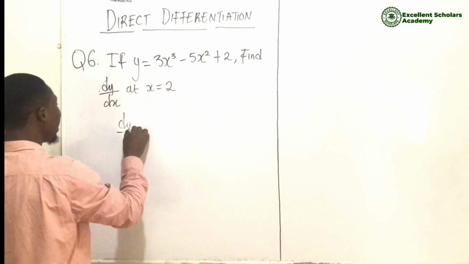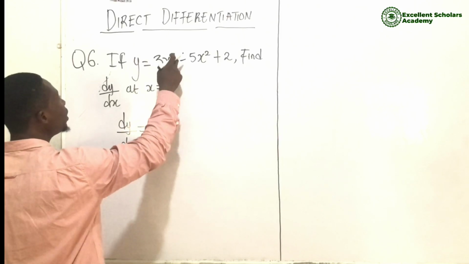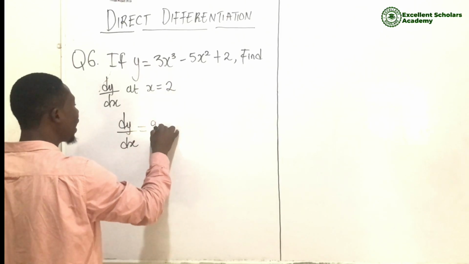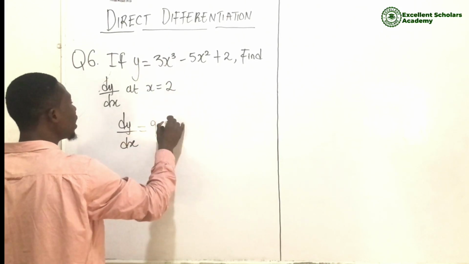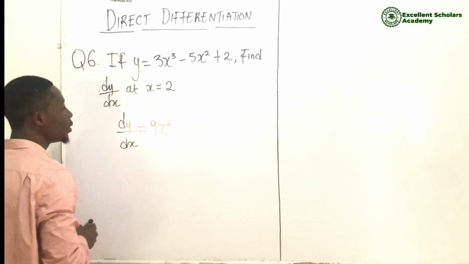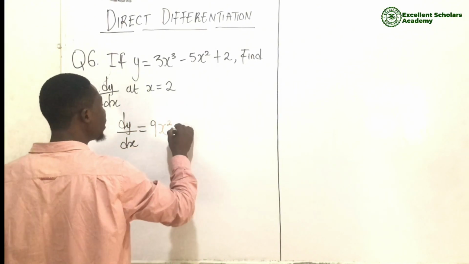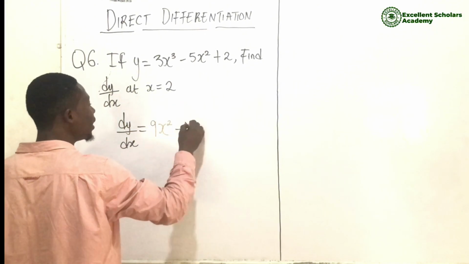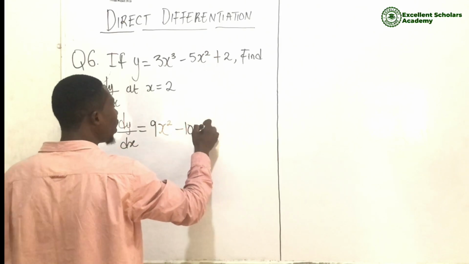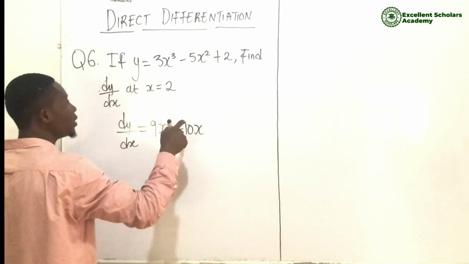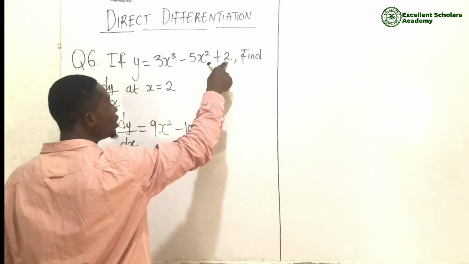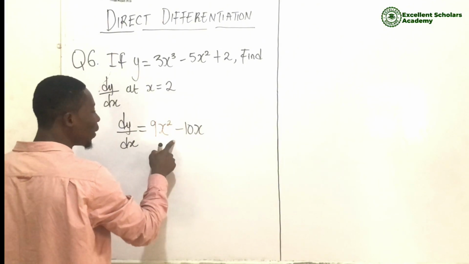So dy/dx is going to be equal to 3 times 3, that gives you 9x. Subtract 1 from 3, that gives you 2. Now, 2 times 5, that gives you minus 10x. Subtract 1 from this, that gives you 1. x to the power of 1 still gives you x. Differentiate 2, which is a constant, you get 0. So this is our dy/dx.